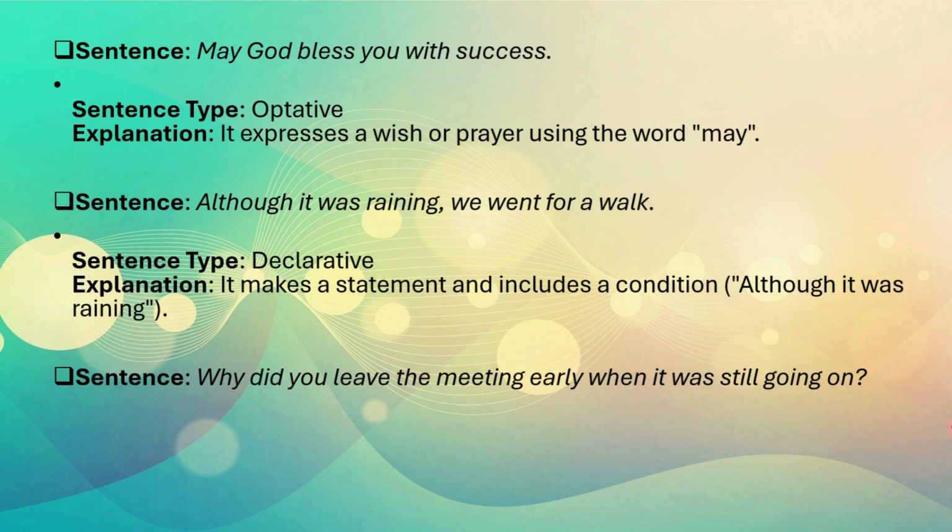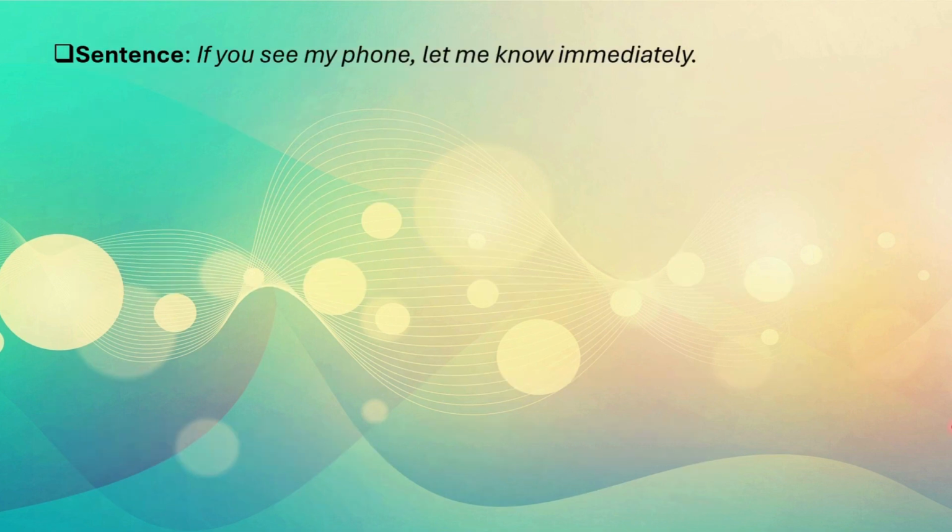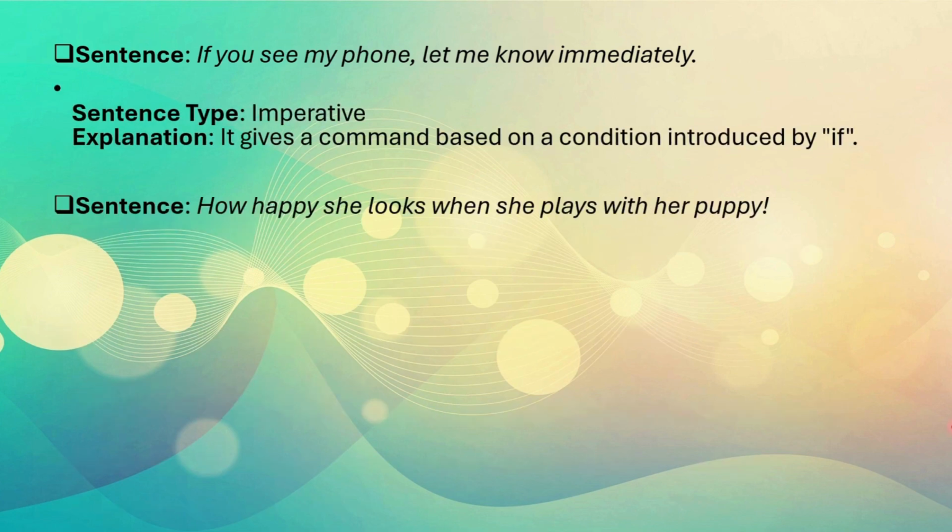Then, why did you leave the meeting early when it was still going on? Again, ending with a question mark. So simply an interrogative sentence. Now, if you see my phone, let me know immediately. It's a complex sentence, but it's stating a command. Like someone is telling that if you see my phone, let me know immediately. He is giving a command. That's why it is an imperative sentence.